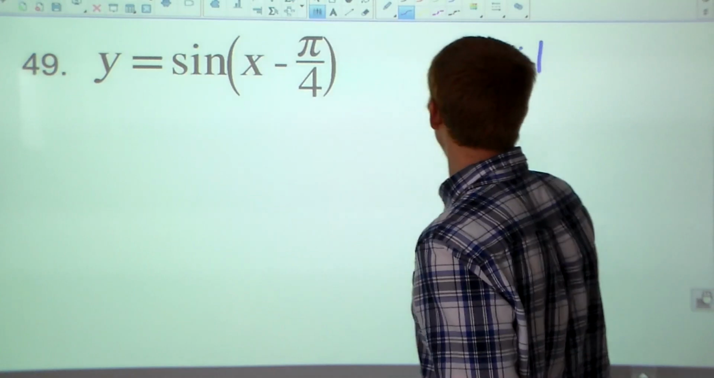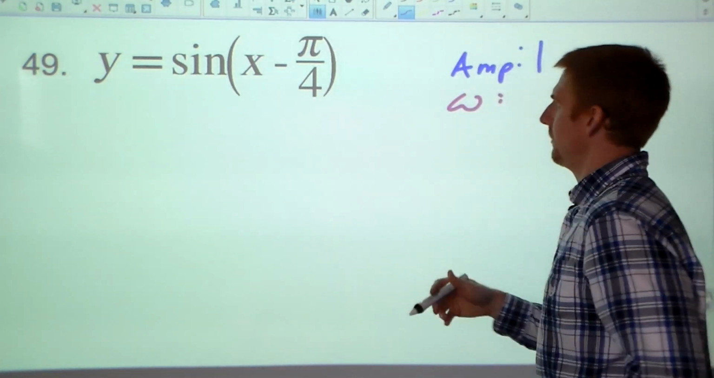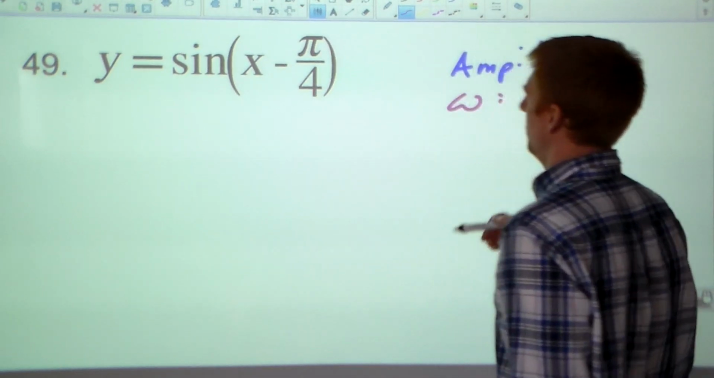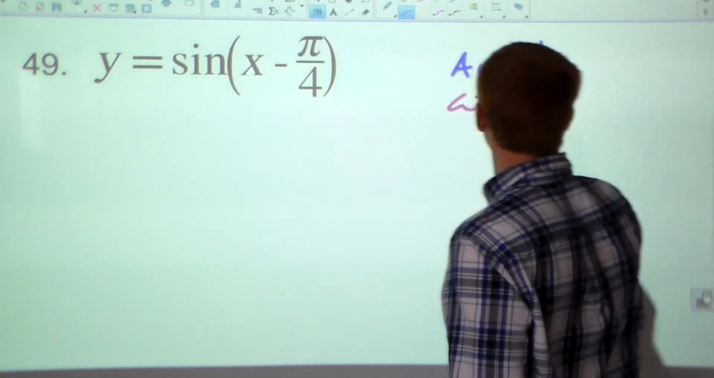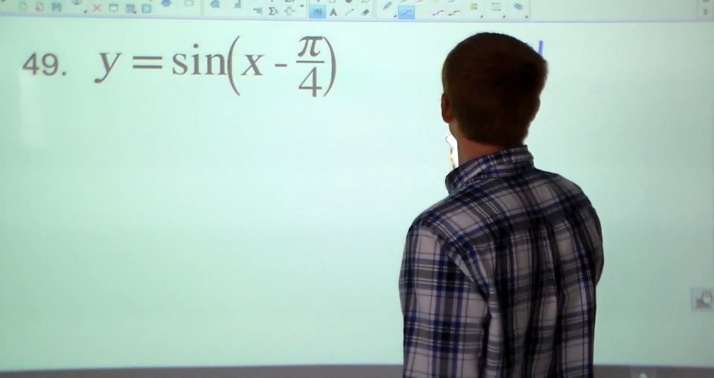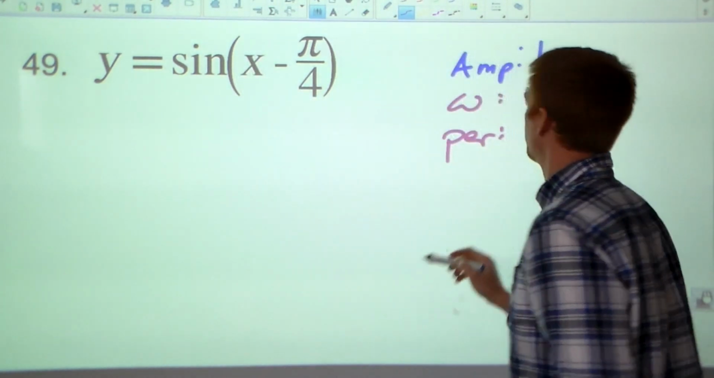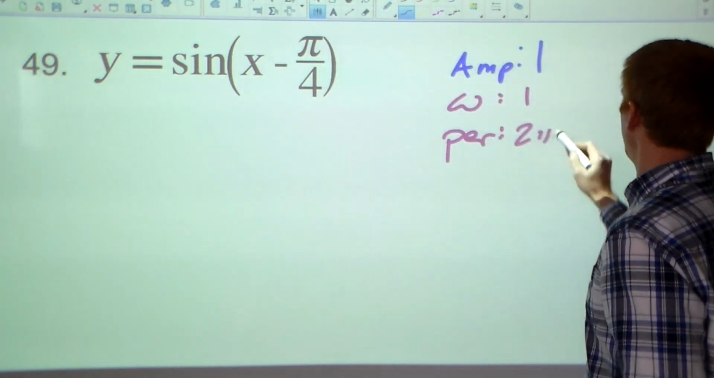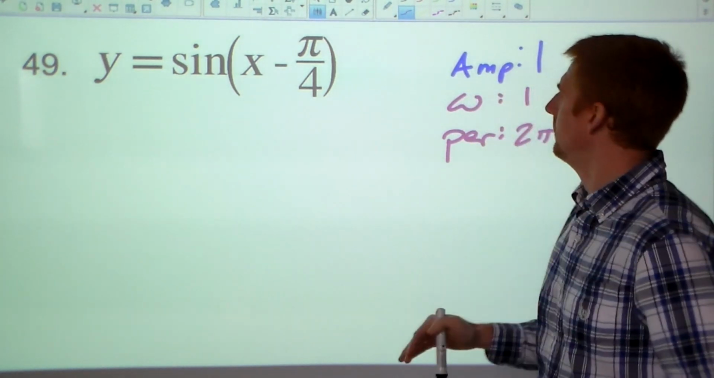All right, the symbol for frequency is omega. I don't know if I've used that yet, so just in case, you'll see me do that a lot, and that's what it means. Frequency here is also 1. There's an understood 1 in front of the x. Period goes with the frequency. It's 2 pi divided by the frequency, so in this case, just 2 pi divided by 1.